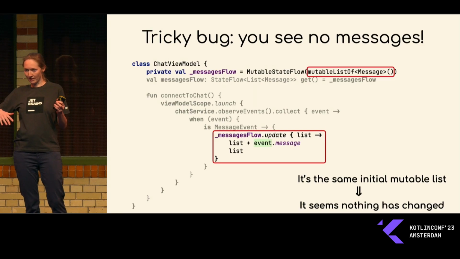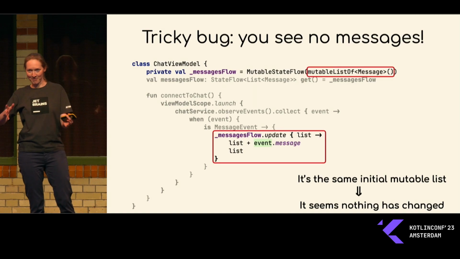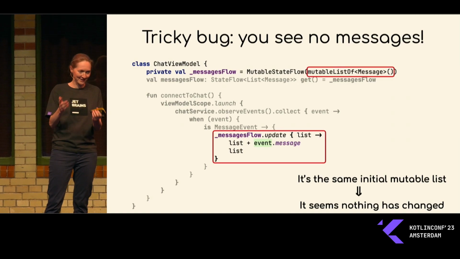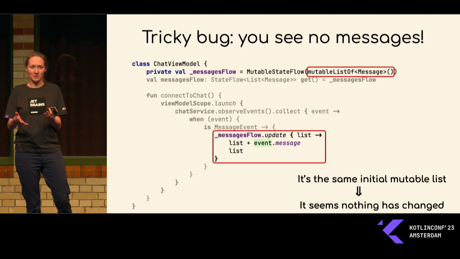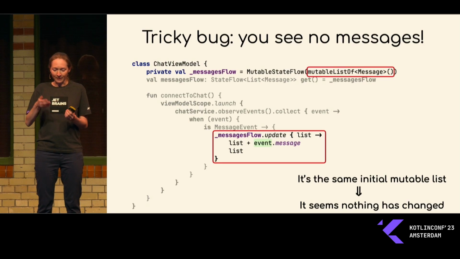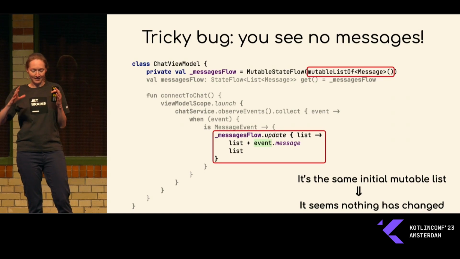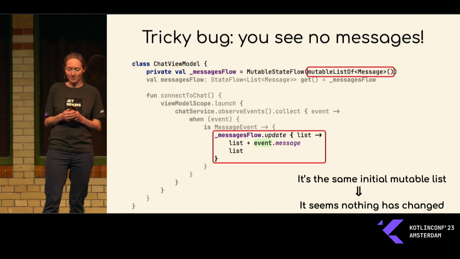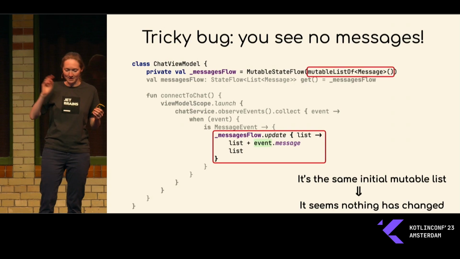You write this code, you run it, you can try it. You can change it in our demo app and make sure that it really works like this. I think it's a useful piece of information just to understand and to avoid it in general. You see that it's the same initial mutable list and nothing changes. So you don't see any messages.